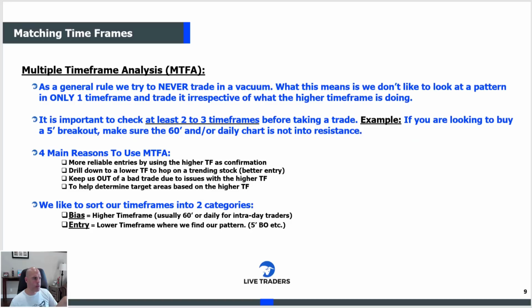Okay? This. The 4 main reasons to use this. More reliable entries by using a higher time frame as confirmation. Drill down to a lower time frame to hop on a trending stock. Remember we saw the climactic example? To keep us out of a bad trade due to issues with the higher time frame, which was also what we just talked about with the 2-minute sell setup, and to help us determine target areas based on the higher time frame. We saw that also. These are the reasons. Could you have better reasons than that? No. So you can see just how important this specific topic really is.